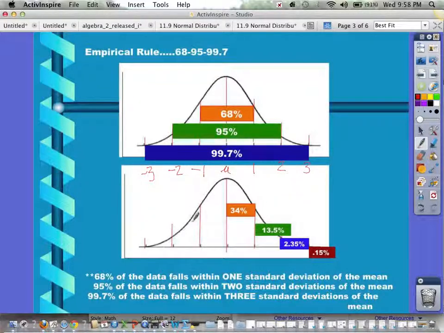So what that means is 68% of the data fall within 1 standard deviation of the mean. 95% of the data fall within 2 standard deviations of the mean. And then 99.7% of the data falls within 3 standard deviations of the mean. Okay? Very important to know, must know.